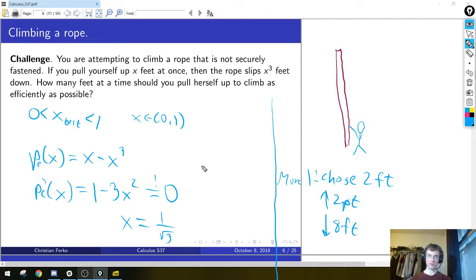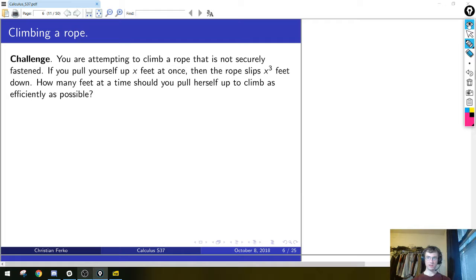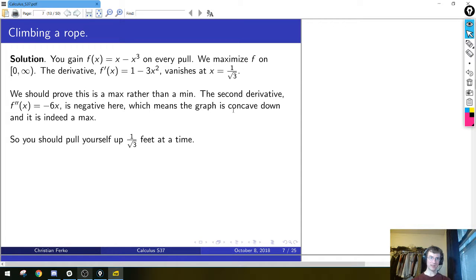We can also back it up by checking that it's concave. Ah, good. How do we do that? The second derivative is going to be equal to negative 6x, and by inserting 1 over root 3, it's negative. Good. Which means that's concave. So if it's concave, then certainly this has to be a max, because it opens downward. Very nice. Okay, that was fast.